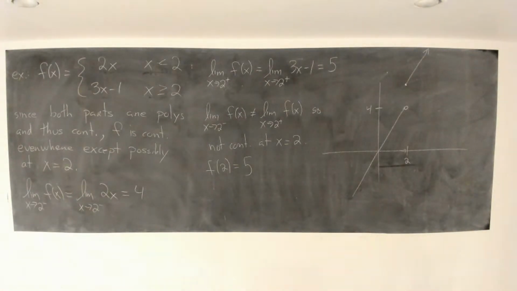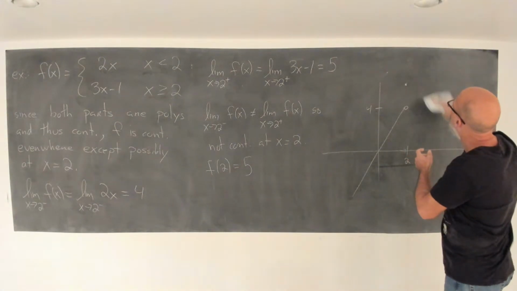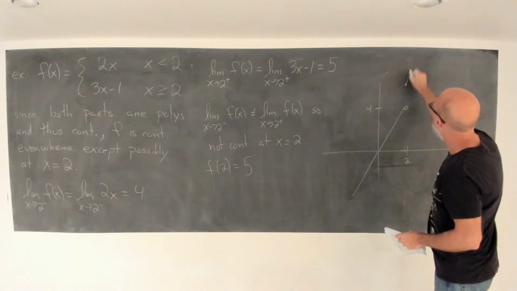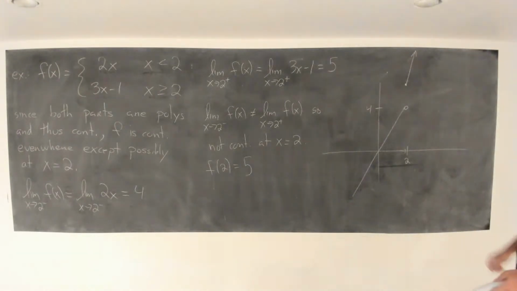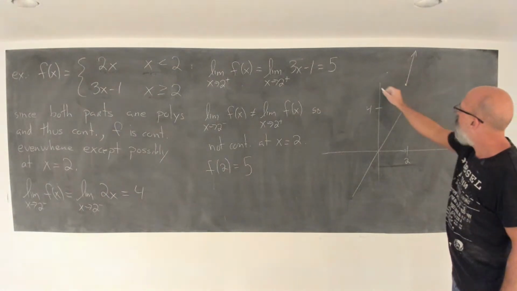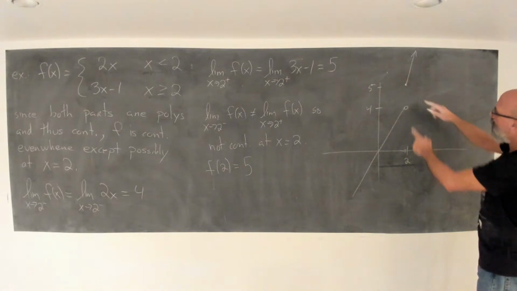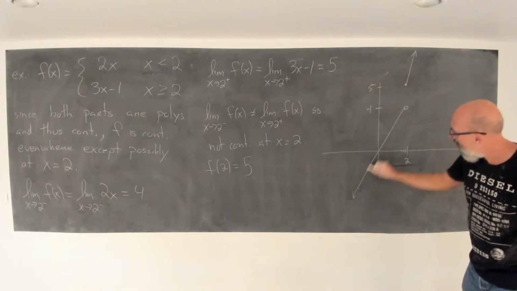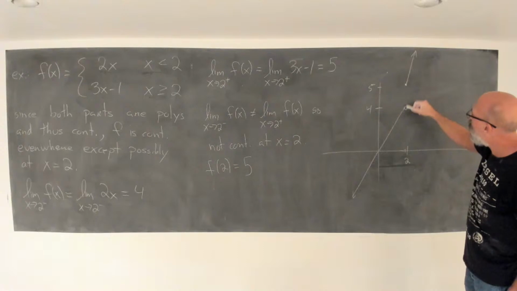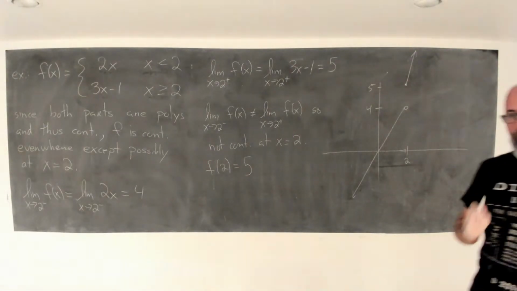Which looks like this. Should be probably steeper. Right? Where this is 5. So you see that if you wanted to graph these, you would have to lift your pencil from the paper right here. Not continuous.